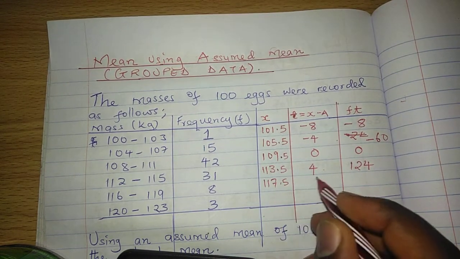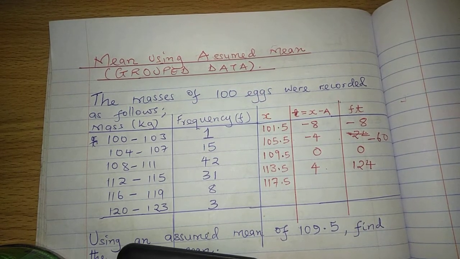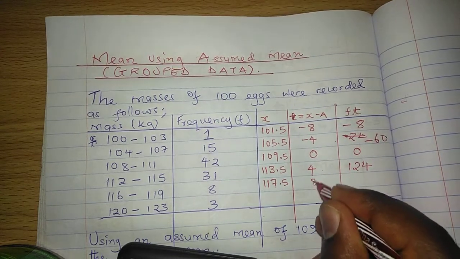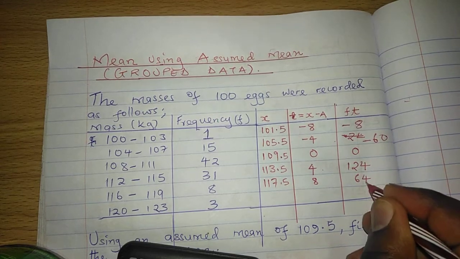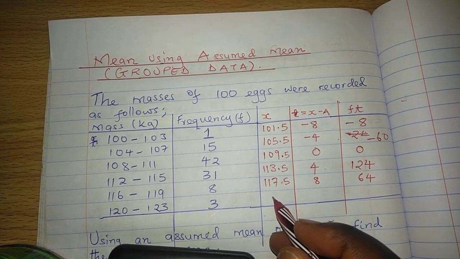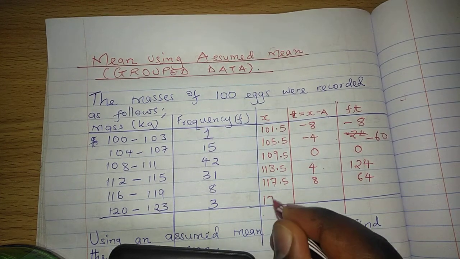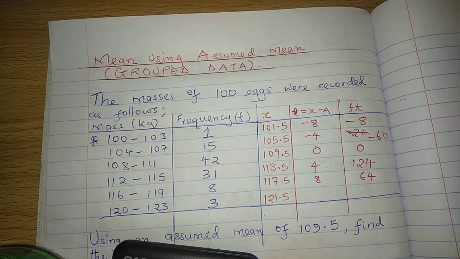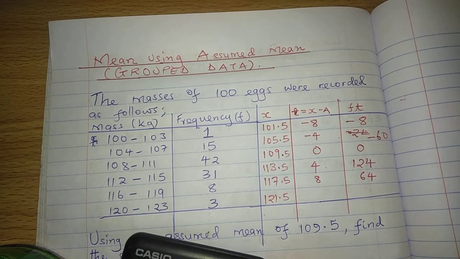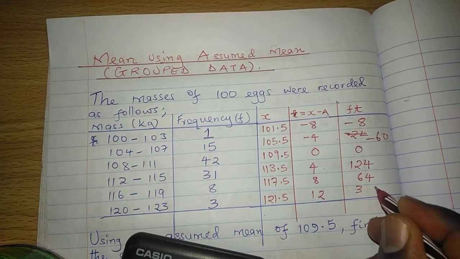The other class will be at 117.5 as the midpoint, and when 109.5 is subtracted from it, we're getting 8. So when 8 is multiplied by 8, we will get 64 as the FT. Then here we shall have a midpoint of 121.5. The 121.5 minus 109.5 will take us to 12. So when 12 is multiplied by 3, we get 36.